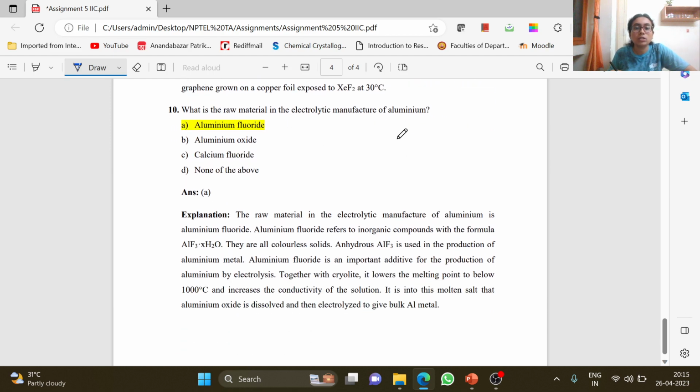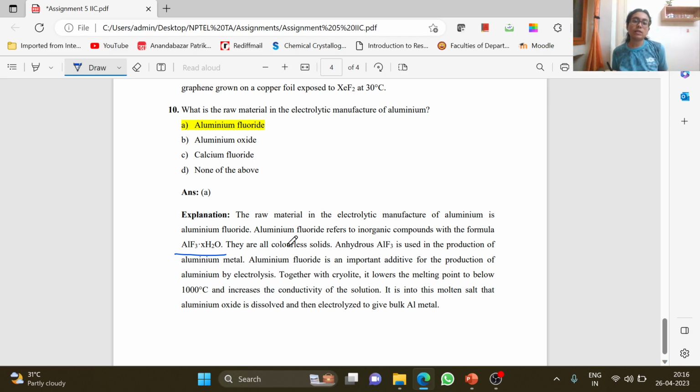So then moving to the next question, what is the raw material for electrolytic manufacture of aluminium? That is aluminium fluoride. So AlF3, and AlF3·3H2O, these are actually colorless solids, and anhydrous AlF3 also is used in production of aluminium. This is the hydrated one, and the anhydrous material is also used. Aluminium fluoride is an important additive for the production of aluminium by electrolysis only. Together with cryolite, it lowers the melting point to below 1000 degree centigrade and increases the conductivity of the solution. So it is into this molten state that aluminium oxide is dissolved and then electrolyzed to give bulk aluminium material.